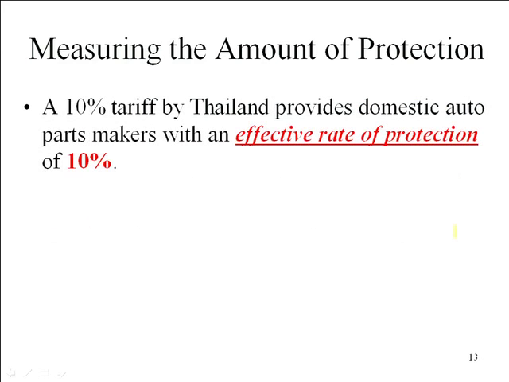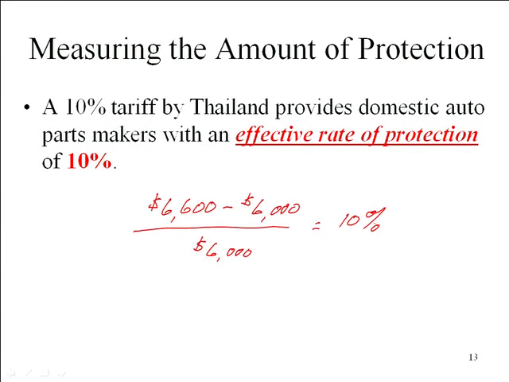So because the value added is the full amount of the full price of the auto parts, this is why we call it a primary good. We don't have to worry about other components coming into it. We can easily calculate the effective rate of protection as 6,600, the value added with the tariff, minus the value added at free trade, as a percent of the value added at free trade. Well, in this case, that's just 10%. So in this particular case, where we're talking about primary goods, or we're talking about tariffs on goods where we don't have to worry about earlier stages of production, the effective rate of protection is exactly equal to the tariff rate.